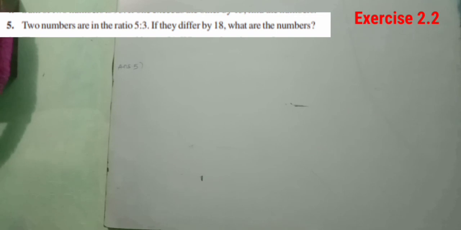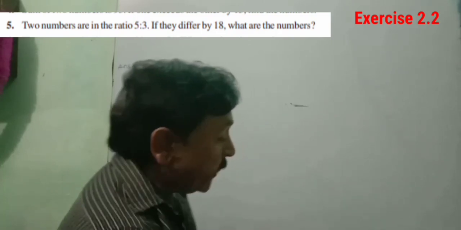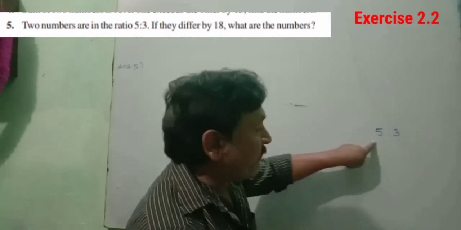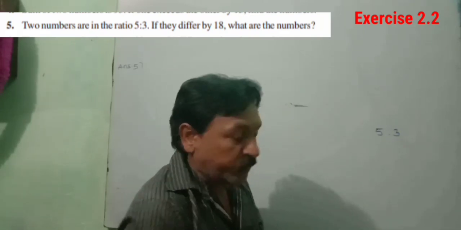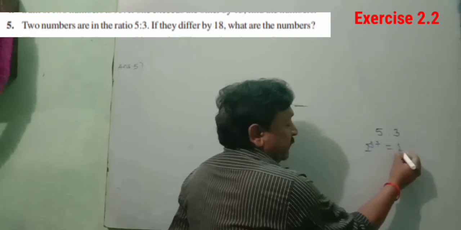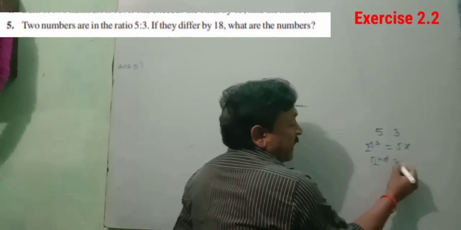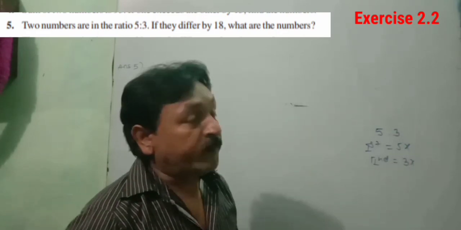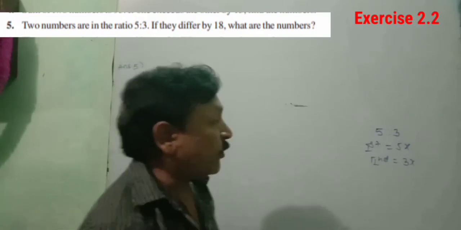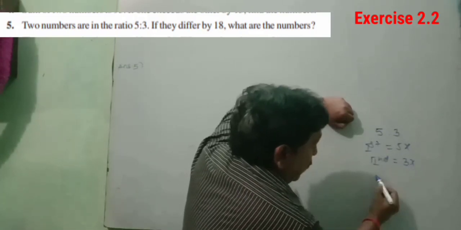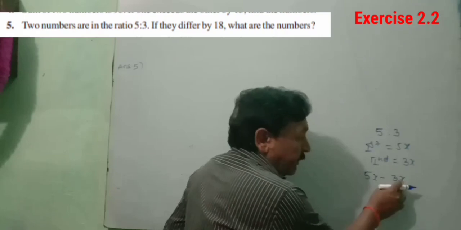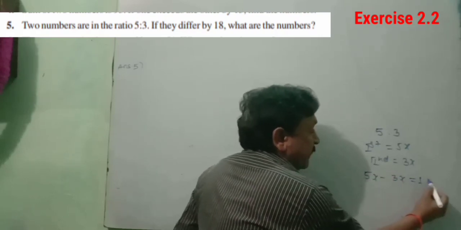Now students, see question number 5. Question number 5 is saying that we have two numbers here in this question. See here, two numbers are in the ratio 5:3. It means we know how to break the ratio. Yes, we can say the first number can be 5x, and the second number can be 3x. Now the question is saying they differ by 18. Differ means we find the difference. The smaller value is 3x and the larger value is 5x. If I subtract the smaller value from the larger value, then I will get the difference 18.